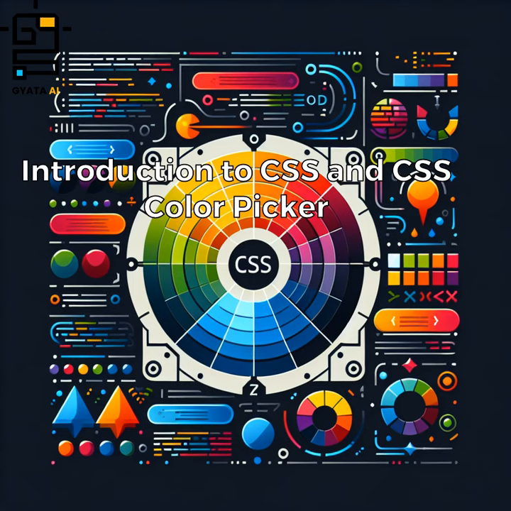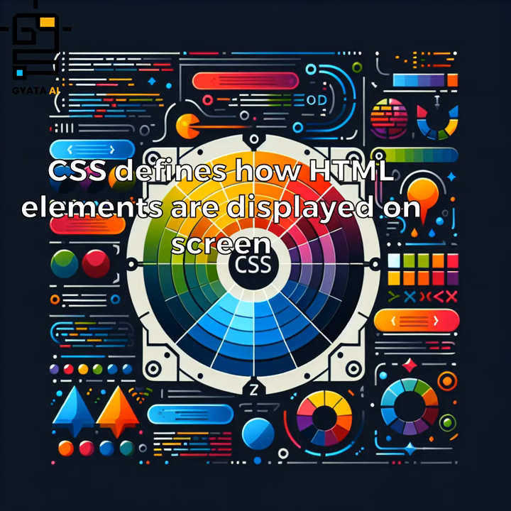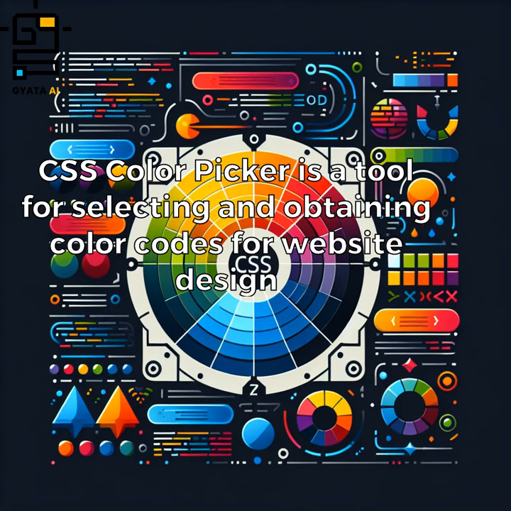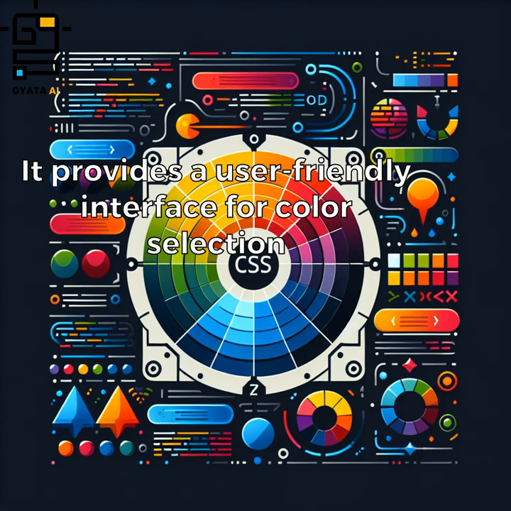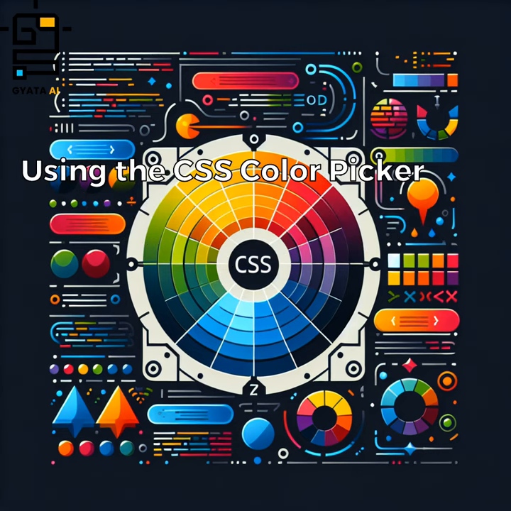Introduction to CSS and CSS Color Picker. CSS defines how HTML elements are displayed on screen. CSS Color Picker is a tool for selecting and obtaining color codes for website design. It provides a user-friendly interface for color selection using the CSS Color Picker.